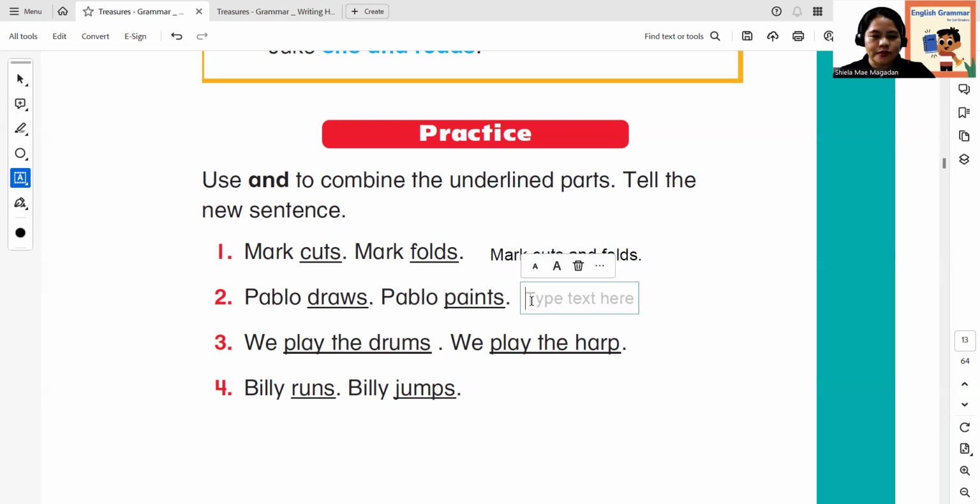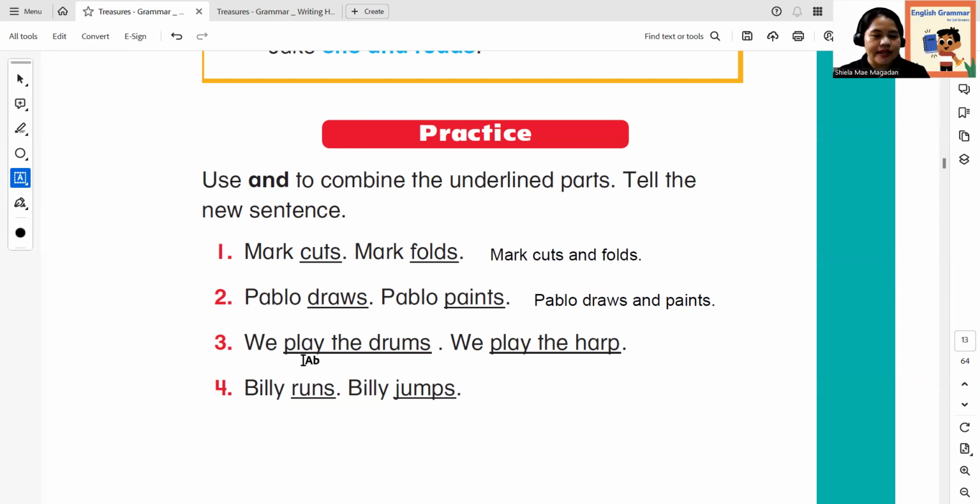Very good. Now, let's proceed to number 2. Pablo draws, Pablo paints. If you can see here, the same subject, Pablo and Pablo. So we have to write here Pablo. What's the first verb? Draws. Okay, draws, and then we have to put and paints. All right, good to go. So Pablo draws and paints. Can you read it?